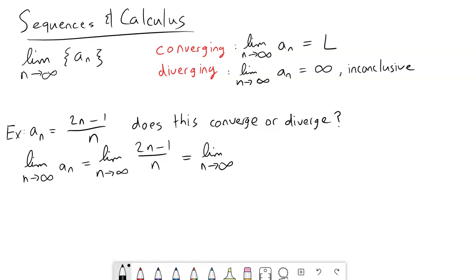So what I'll do is, as n approaches infinity, I'll separate them first. Let me write that better. We know this goes away, so it is 2. This limit evaluates to 2, and then this, if you plug in infinity, goes to 0. So the limit overall is 2. So the question is, is this a convergent sequence or a divergent sequence? Well, since it's actually a number L, like 2, we can say it converges.